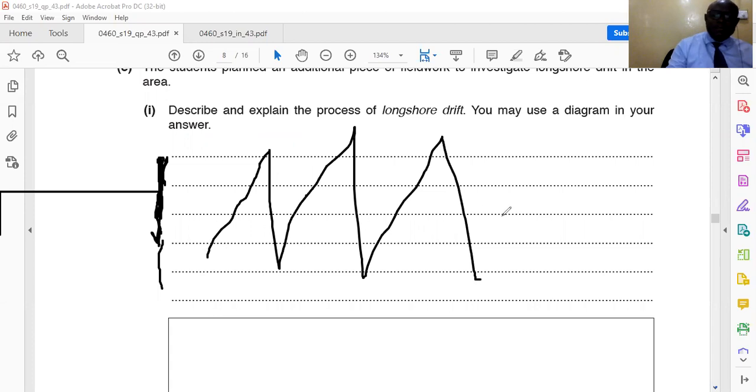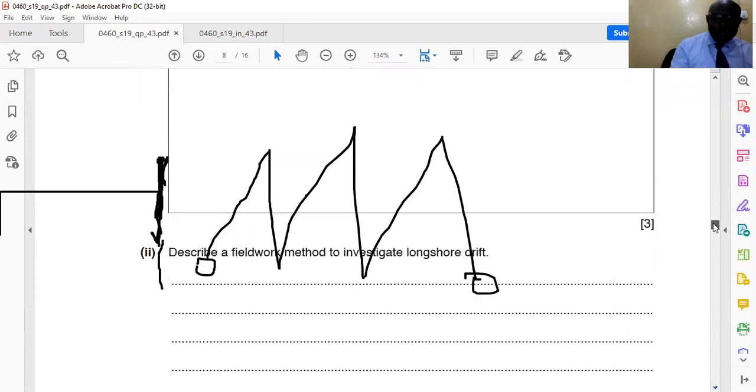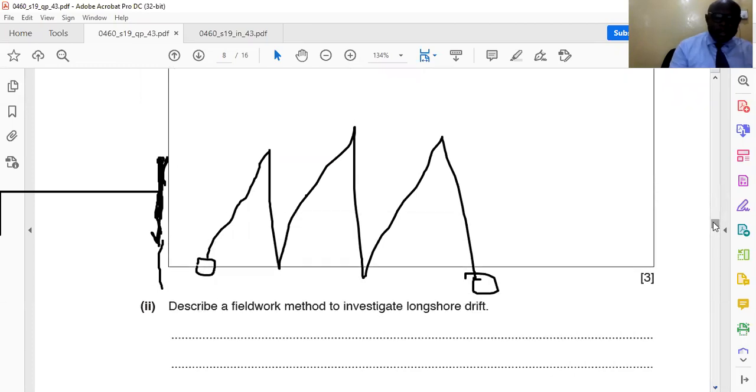So this zigzag movement, imagine some materials were here, now they are here. So that is longshore drift. This is the diagram they wanted to show, but you have to explain it and still show the diagram. So the movement of materials across the beach in a zigzag manner. That is longshore drift.